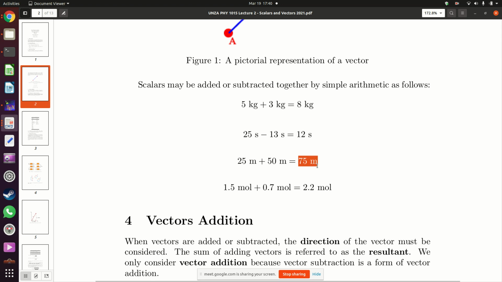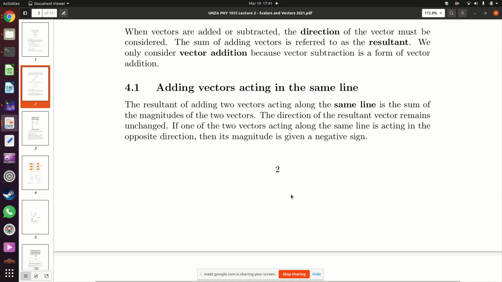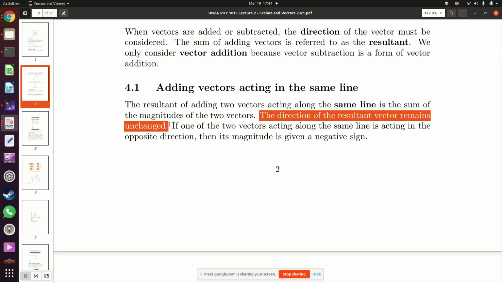You only do this if the vectors are acting in the same line. So the size of the resultant is just the sum of the magnitudes of the two vectors. How about the direction? The direction of the resultant remains unchanged. This is very, very important. The resultant is going to have the same direction as the two vectors, because they are either pointing in the same direction or they are parallel. Is this clear?